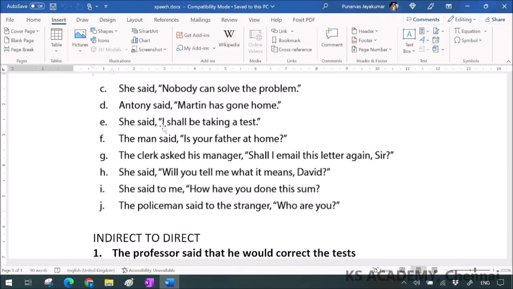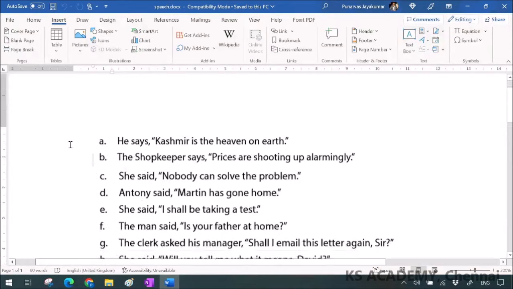The policeman asked the stranger who he was. "Who was he" is wrong. It should be "who he was." Yes, the policeman inquired of the stranger who he was. No problem. Inquired of the stranger, asked the stranger, no problem. That's all very simple. 2 marks in this.